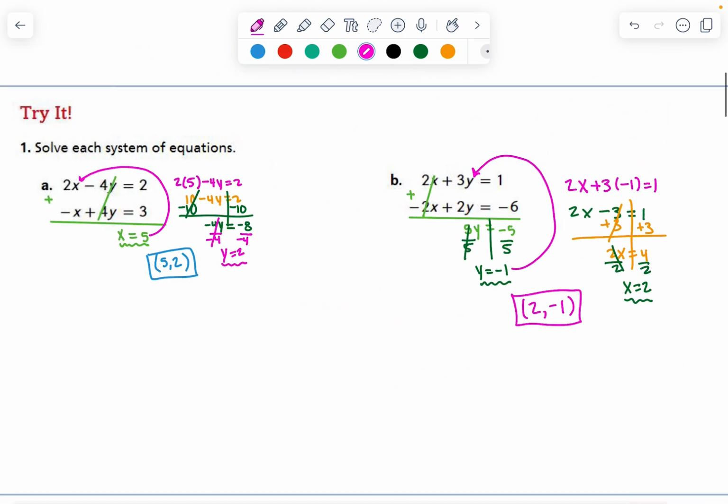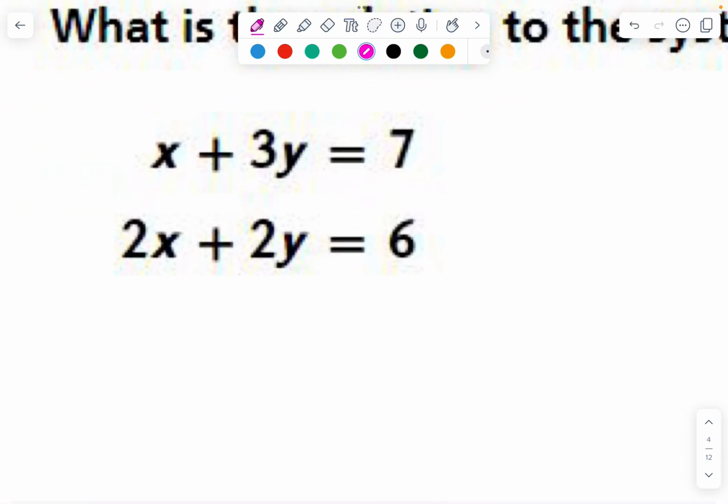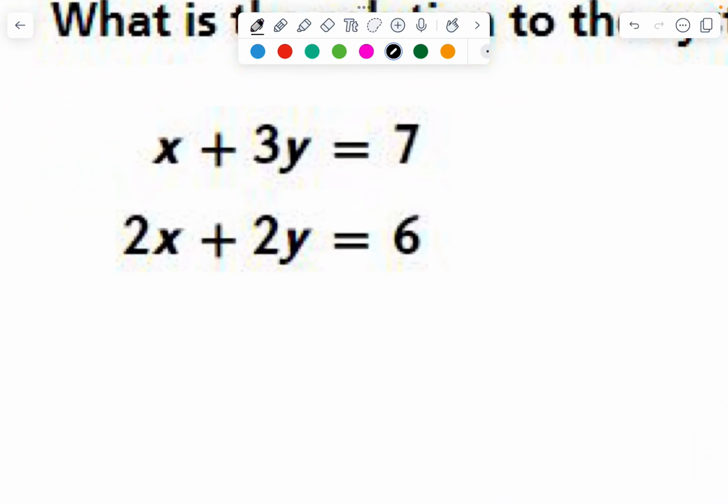All right, example 2. All right, so we are looking for opposites. So x and 2x are not opposites, and 3y and 2y are also not opposites. So if we run into this problem, that's when we need to multiply either one of the equations or both of the equations to get something to be the opposite. So I could try to get this 3 to be the opposite of 2. I could try to get this 2 to be the opposite of x. It's up to you, you can decide. So I'm going to try to get these to be opposites.